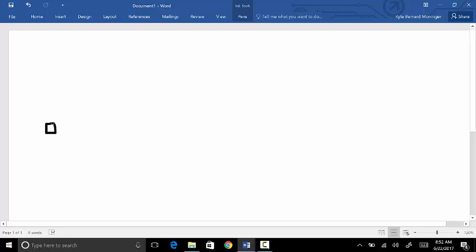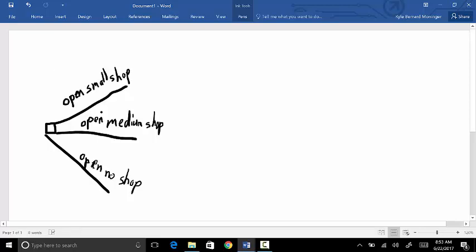Right off the bat, I have three decisions I could make. I could open a small shop, a medium shop, or no shop at all. So those are my three decisions coming out of this square decision node. If I open no shop, then I'm finished with it. So I'm going to draw a vertical line at the end of this branch to indicate that it's finished. It costs nothing to open the shop, and I'm going to total up all my monetary values along this branch at the end, which is just 0.